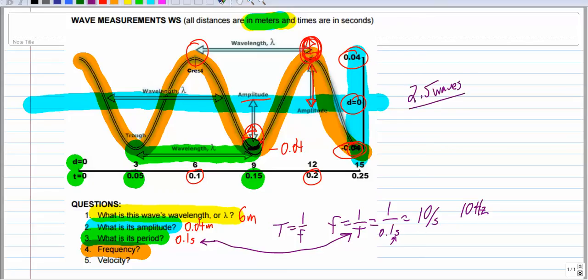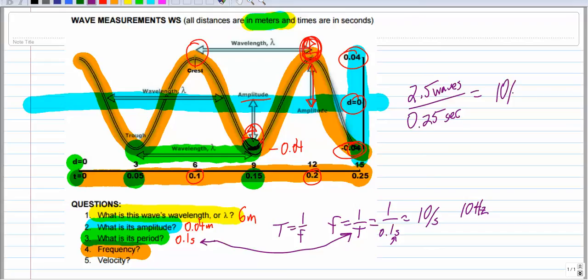And now let's look at how much time there is. We go from 0 seconds out to 1/4 of a second, 0.25 seconds. So 2.5 waves divided by 0.25 seconds is 10 waves per second, or you could say 10 hertz. Same answer that we got down here. So that's two ways to get frequency off of a graph like this.